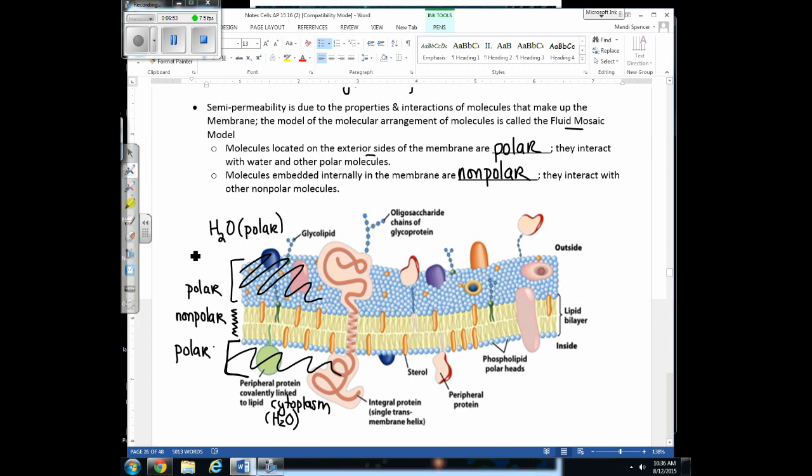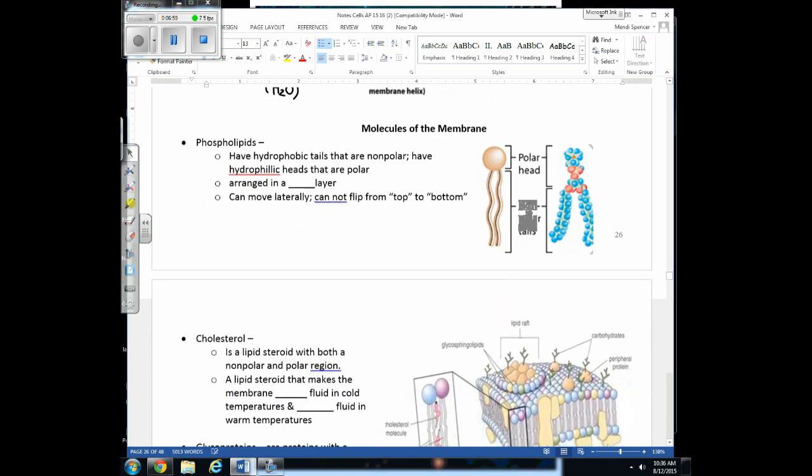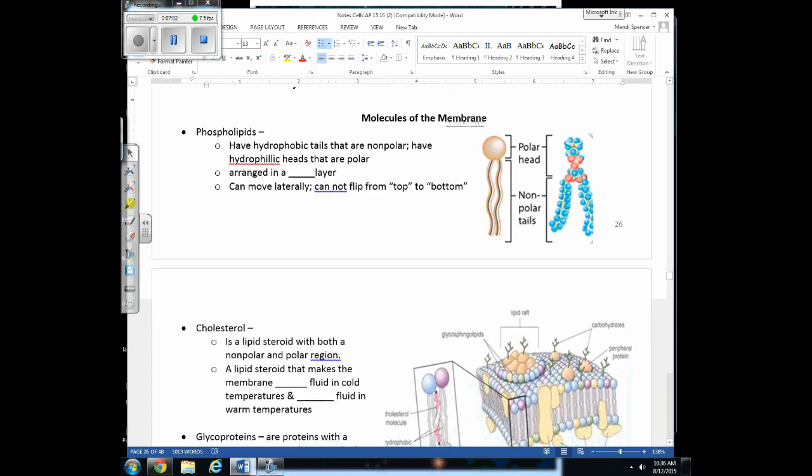Now we're going to go through the different molecules that make up the plasma membrane. And some of them we've already discussed before. So let's start with the phospholipids. Now, we've already said that there are two parts to the phospholipids. They have the nonpolar tails that you see here, and then they have the polar head. So remember, that head is hydrophilic, which means water-loving, and those tails are hydrophobic. Because of this property, two layers of phospholipids form that membrane. So we say that they're arranged in a bilayer.